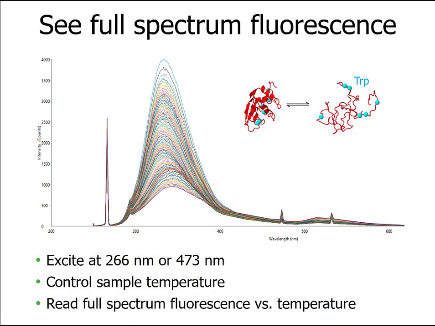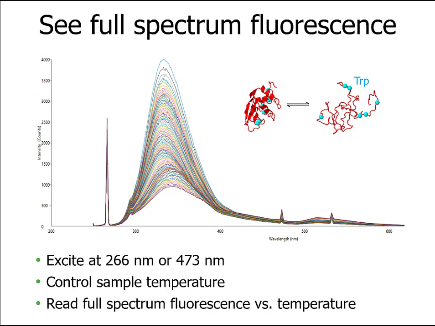Over a heat ramp, Uncle will excite and read the full spectrum fluorescence of a protein sample at numerous temperatures. Each line in this graph is a fluorescence read of a protein excited with a 266 nanometer laser, starting with the read at 15 degrees C and going all the way to 95 degrees. You can see by following the curves from top to bottom how they shift to the right side of the graph, which are the longer wavelengths. This phenomenon is called a red shift and occurs because the protein is unfolding.